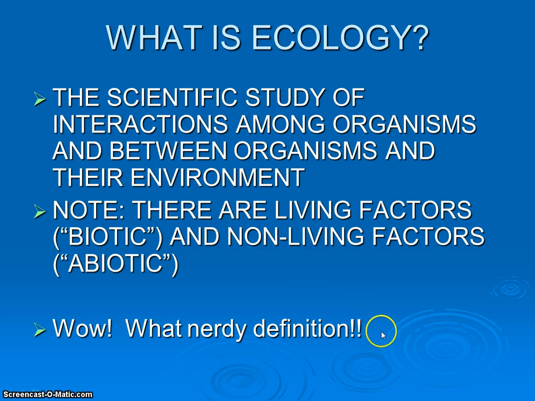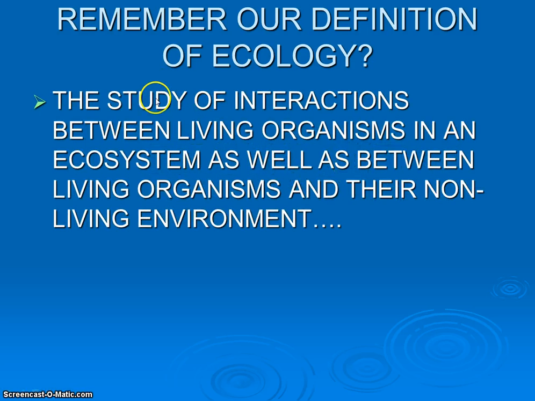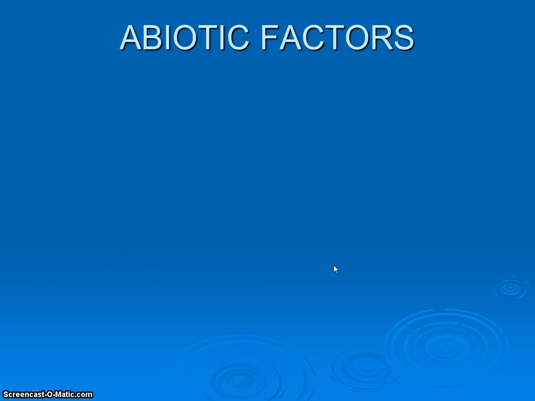So yeah, it's nerdy, but let's look at this a little more specifically. We know what ecology is: a definition of all of these interactions, which is broad and vast in its scope and scale. But with biotic and abiotic factors, let's look at them quickly. Biotic, remember, means life and living, the living organisms. The abiotic, that prefix a, means non-living factors.